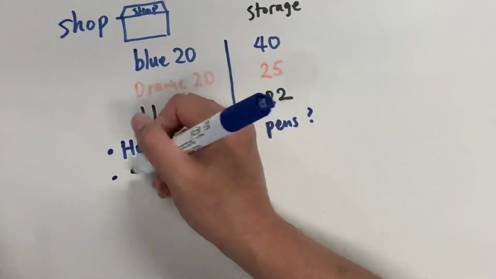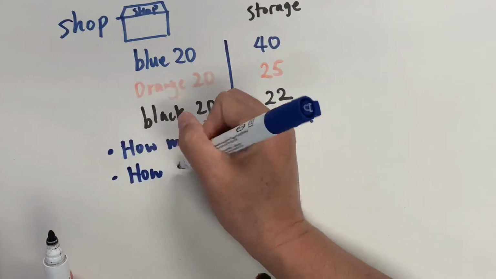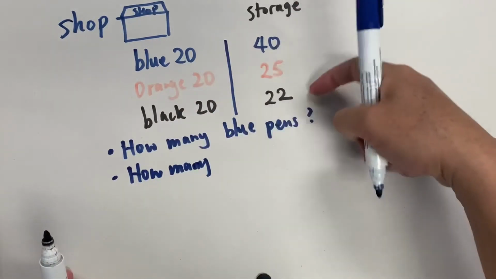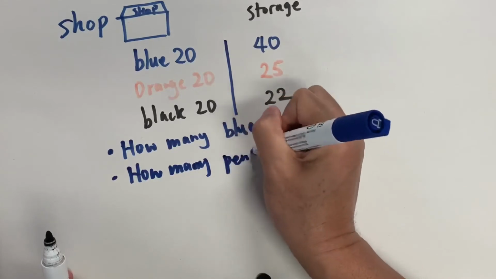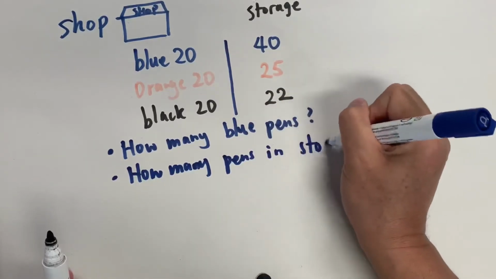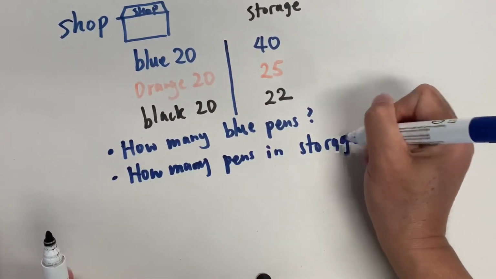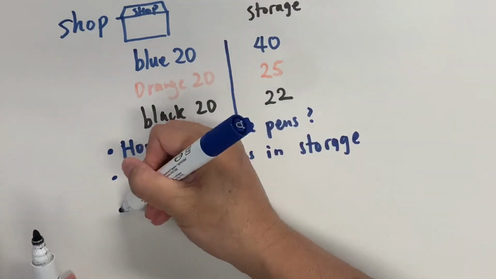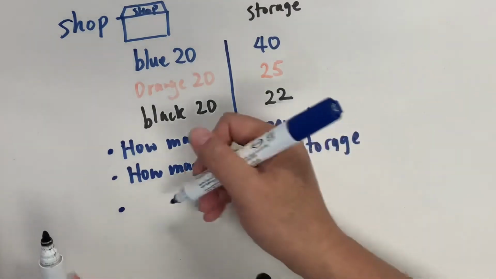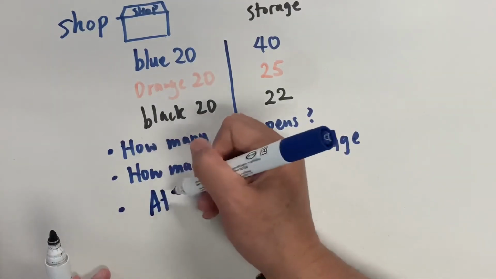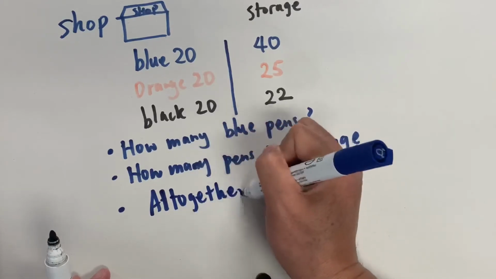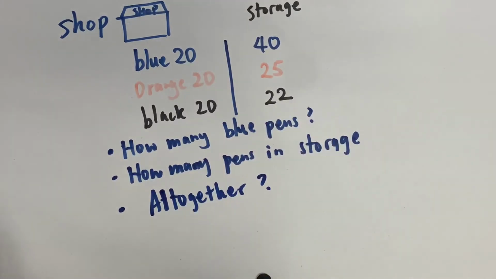Now, next question is, how many pens are there in the storage here? How many pens in the storage? Next question, how many pens are there altogether? How many pens altogether? I have 3 questions.